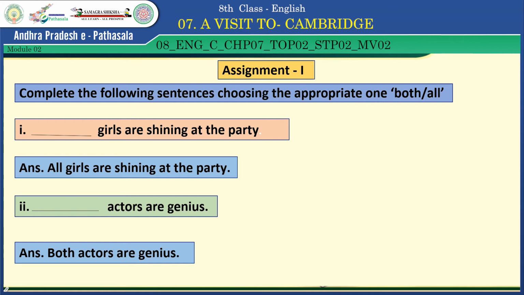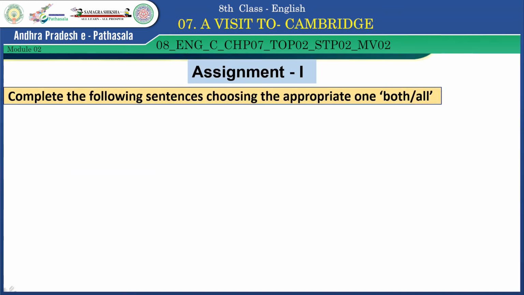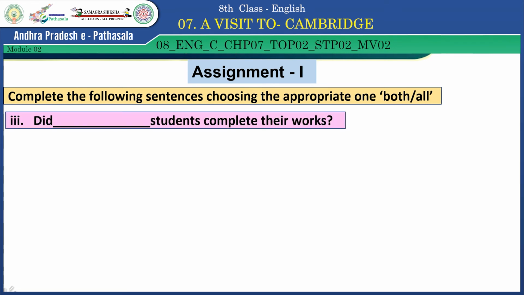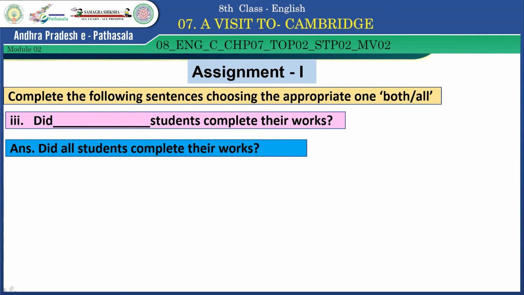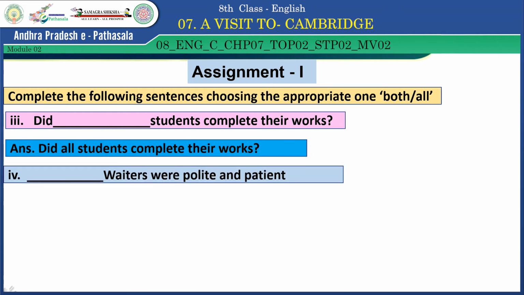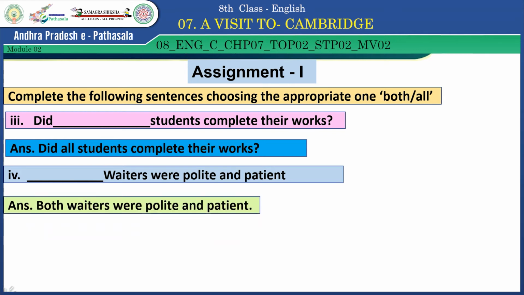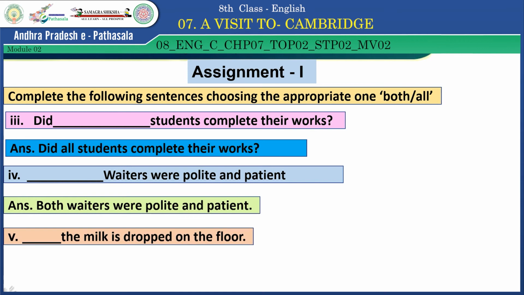Children, do the next assignment. Let's do this assignment. Complete the following sentences choosing the appropriate one, both or all. Sentence 1: did dash students complete their works? Did all students complete their works? Next one: dash waiters were polite and patient. Both waiters were polite and patient. The milk is dropped on the floor. All the milk is dropped on the floor.